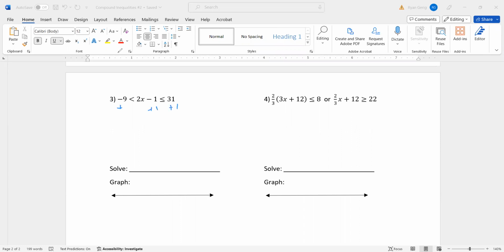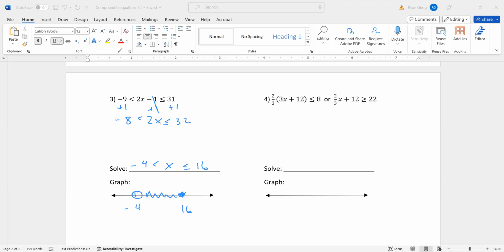We're going to add 1 to all 3 sides. Negative 9 plus 1 is negative 8. Leaving me 2x in the middle. And 32 on the right. Divide by 2, I get negative 4 is less than x, which is less than or equal to 16. And this one, I can find a number between those two. In fact, there are lots of them. And we shade in the middle.